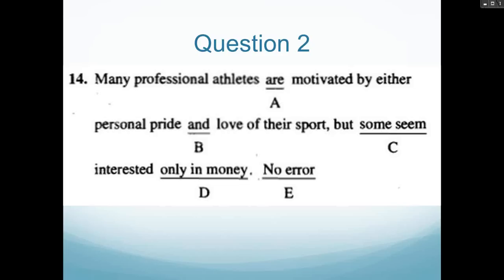Many professional athletes are motivated by either personal pride or love of their sport. We saw the word either, it had to be or. Put down choice B and move on. I love those questions. Next one.